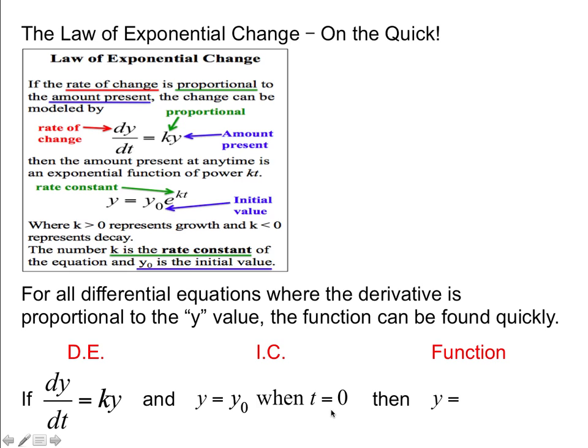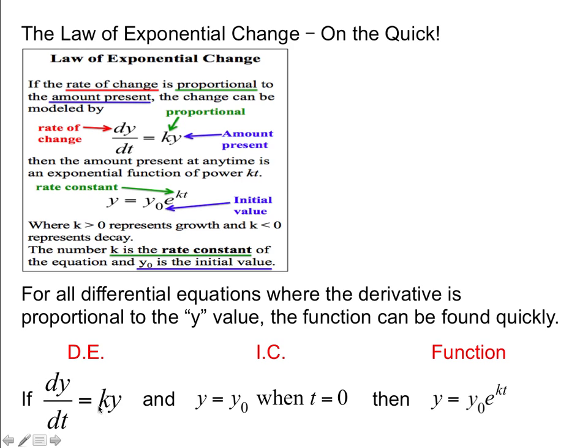Then we don't need to separate and integrate. We know the function is going to be the initial value, which is going to be y sub 0, times e. And then the power here is going to be k times t. So we're going to pull that k over from the differential expression and multiply it times t. So the idea is when I have the differential equation and initial condition, if I have these two pieces of information, I should be able to write this without using any calculus. Okay, and for this very special situation, when we have the rate of change proportional to the amount present. And we know we have that situation because we see this.